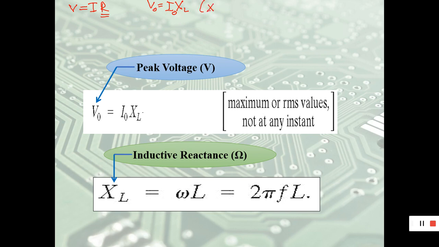What is XL? XL is omega L, where omega is 2 pi f. Omega is the angular frequency, and L is the inductance in Henry. If you substitute the value for frequency, omega becomes 2 pi f, where f is the frequency of the circuit in hertz, Hz, times the inductance L.